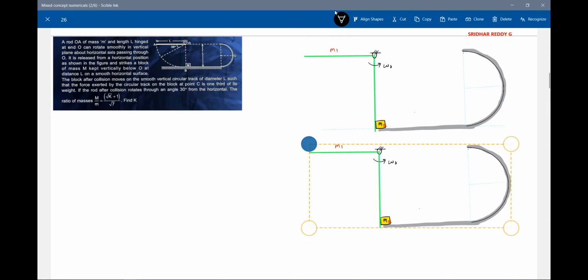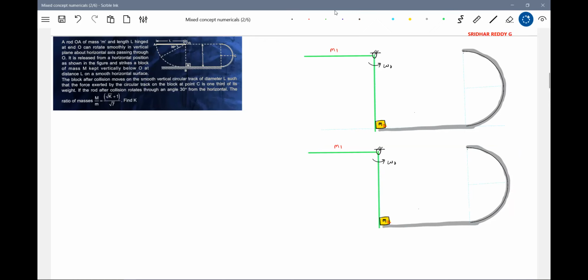I'll make one small diagram so that it'll be easy for you to understand. So this rod will swing back. Immediately it will acquire an angular velocity, let it be omega 1. Then it will swing back to this position, 30 degrees. Meanwhile, the block will acquire a velocity, say v2, and it will slide.